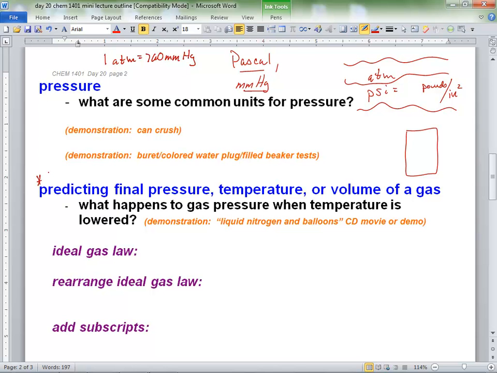Here's where the guts of the chapter is, though: predicting final pressure, temperature, or volume of a gas. So you're going to be messing with it somehow. And pretty much you have to mess with the pressure, the temperature, the volume, and everything else will change on you. But for example, Jonathan, what happens to gas pressure if I lower the temperature? Pressure goes down. Can you visualize why?